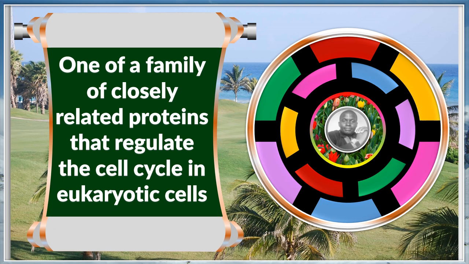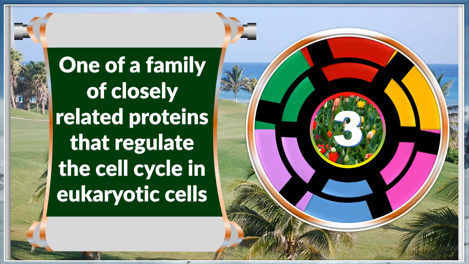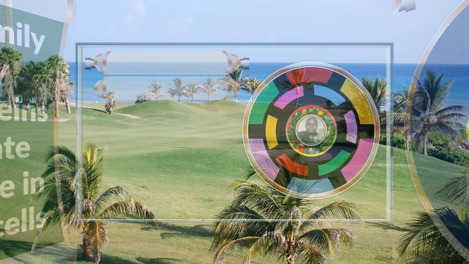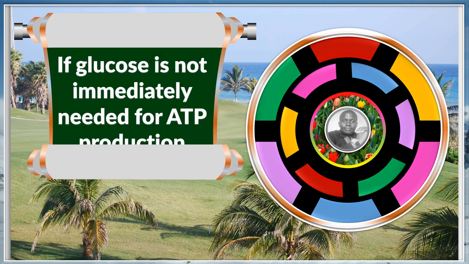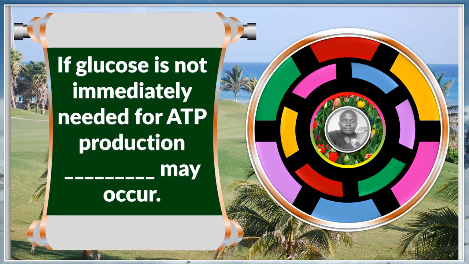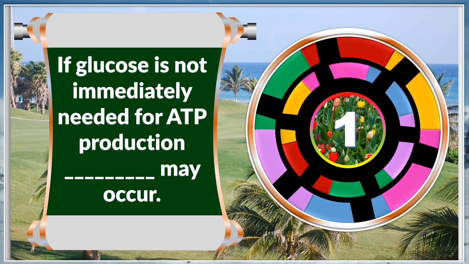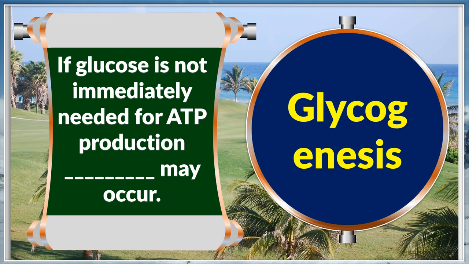One of a family of closely related proteins that regulate the cell cycle in eukaryotic cells. Cyclin. If glucose is not immediately needed for ATP production, glycogenesis may occur.